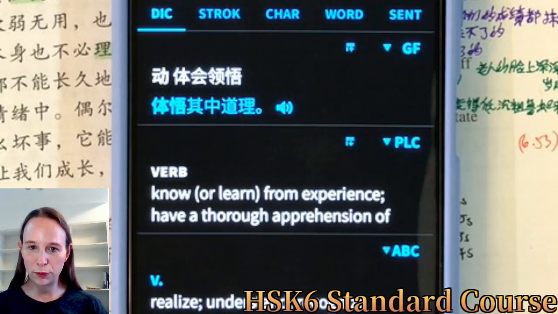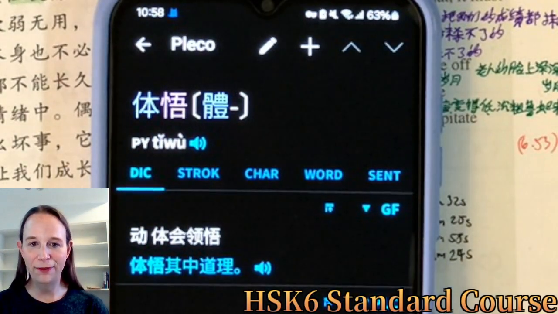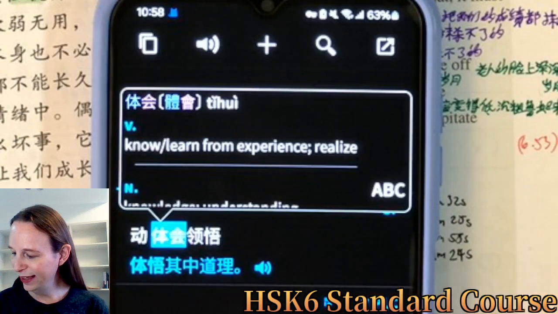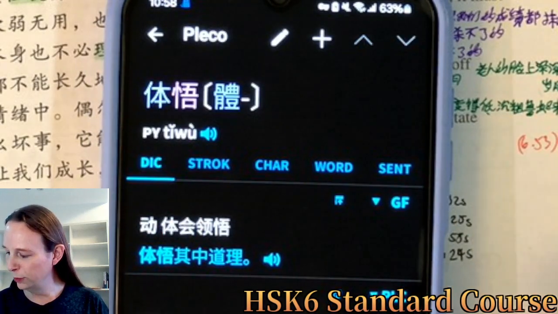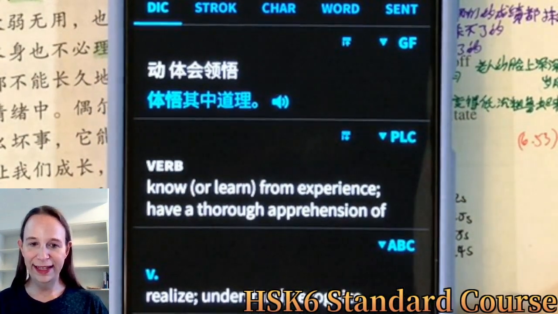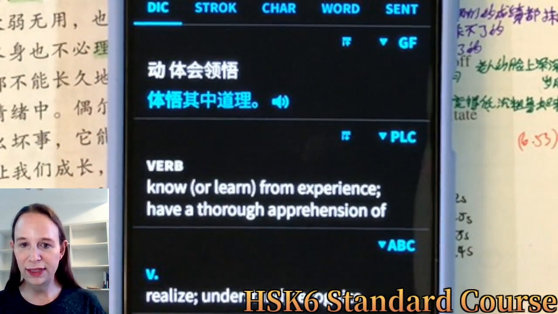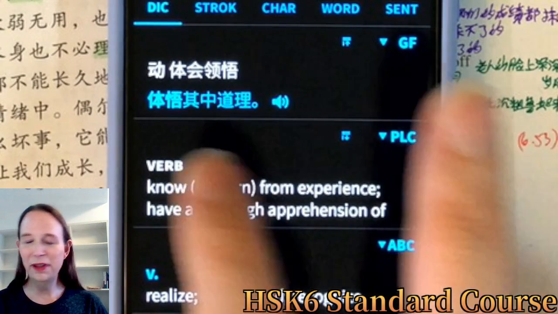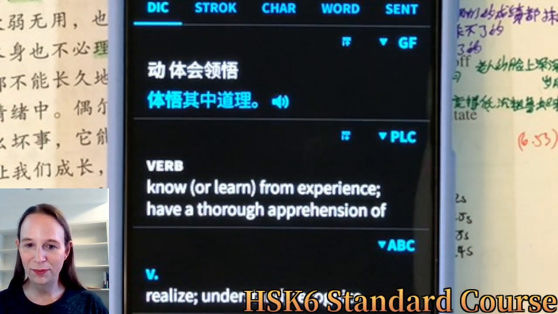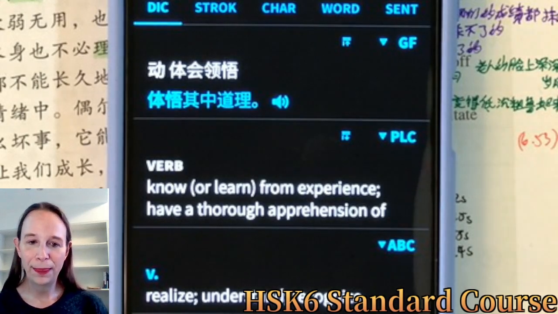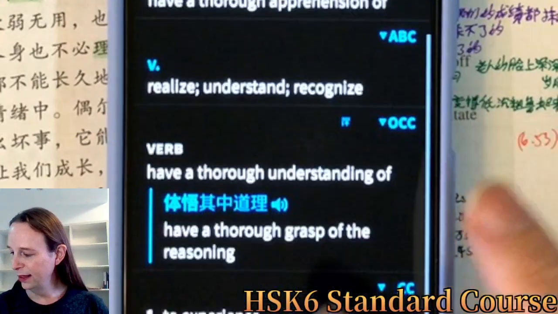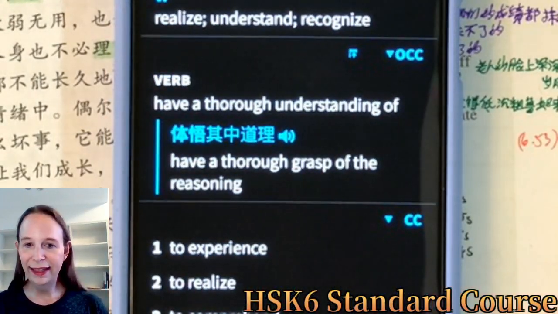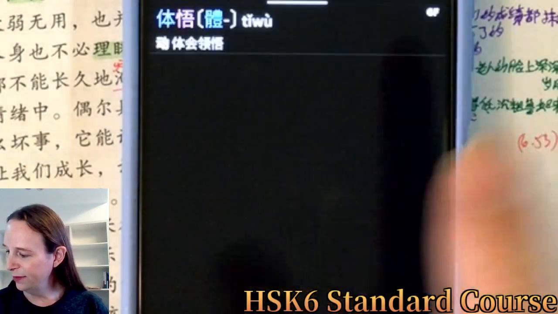Okay, so there's 领悟, meaning to comprehend, but this kind of comprehension is from 体会, personal experience. So you're learning through experience. 体会领悟, you understand something through experience. 体悟其中道理, learn through experience this 道理, like a lesson. Yeah, sometimes it's better to learn through experience.